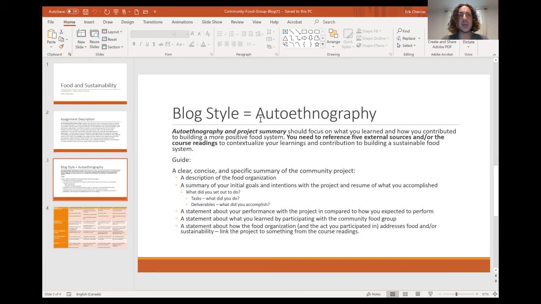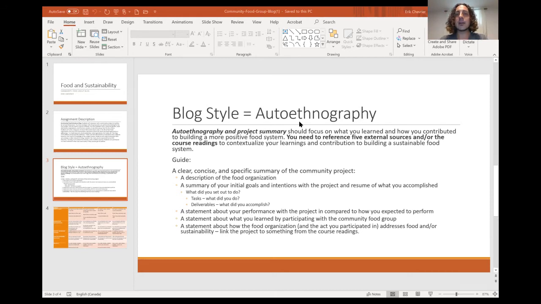So here's what you're going to be asked to do. It's more of an autoethnography. So you're going to write about you and your experience, but you're also going to situate this into the larger conversation about sustainability, okay? So it's less of a blog and more of a self-report about things that have taken place during the volunteering.